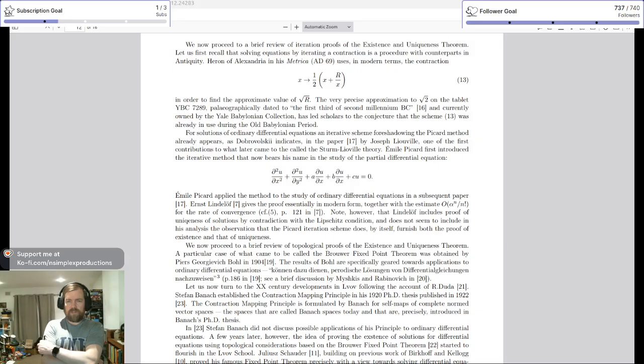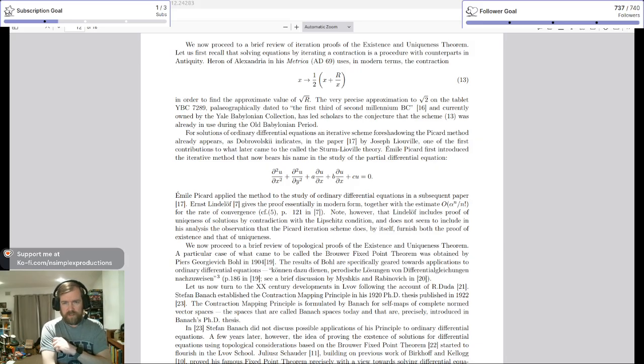partial differential equations. So here we have the second partial derivative of u with respect to x, second partial derivative of u with respect to y, plus a times the partial derivative of u with respect to x, plus b times the partial derivative of u with respect to x, that should be y also, plus cu is equal to 0. Picard applied the method to the study of ordinary differential equations in a subsequent paper.